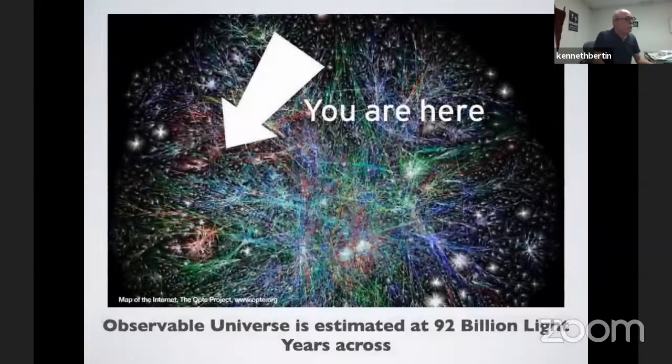Taking a look at the observable universe, you're there. The observable universe is estimated at 92 billion light years across. And that is the observable universe that we have. This is the known universe.